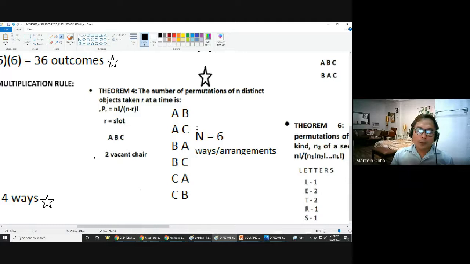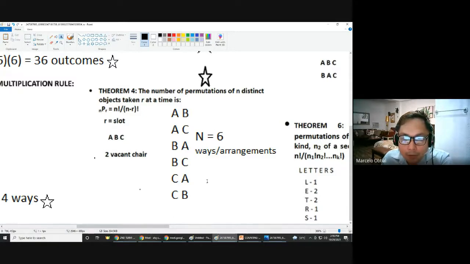Pero sa ganitong situation, you're talking about arrangement: sa first chair si A, then sa second chair is B. Then iba yung sitwasyon na mauna si person B sa chair 1, then sa chair 2 si A. In short, later you need to analyze the situation kung importante ba yung arrangement o hindi. So later na lang, sa theorem number 8.